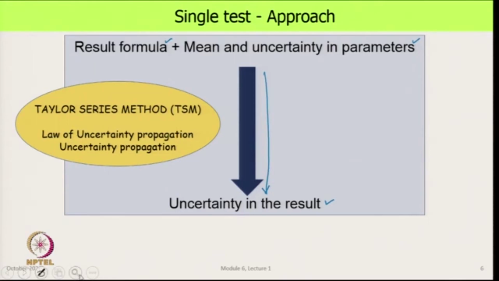The first is the Taylor series method, TSM. In this course, we will learn about this. It is also known as uncertainty propagation, and in some texts you will see this referred to by the name law of uncertainty propagation.